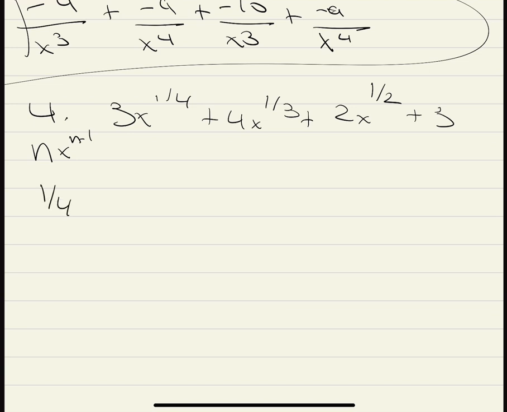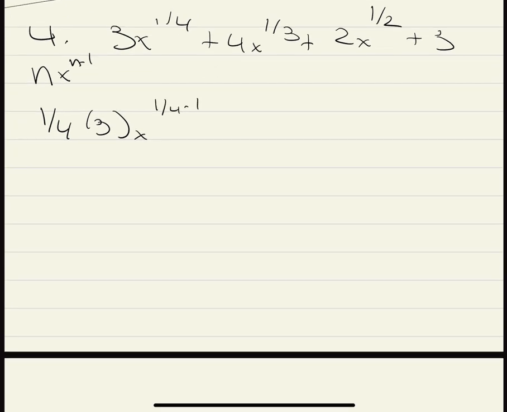So this would be a fourth times 3x raised to a fourth minus 1. Remember, when we are subtracting from fractions, we essentially write the 1 as the same as the denominator. So 1/4 minus 1 would be the same as 1/4 minus 4 over 4. Same thing with a third, it'd be 1/3 minus 3 over 3. Then a half would be 1/2 minus 2 over 2.